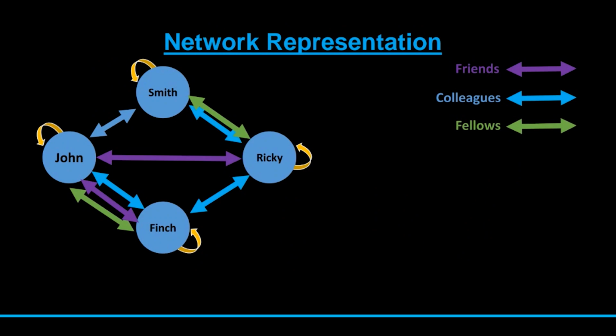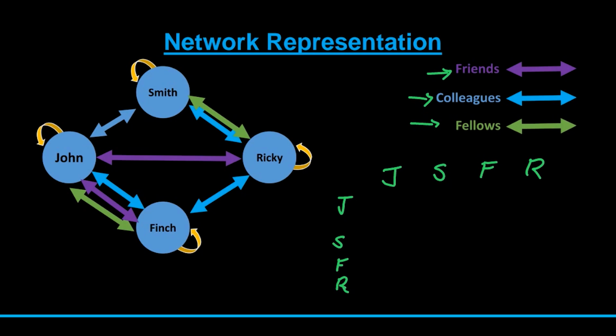Here we will represent a relationship network by a matrix. This purple arrow right over here is for friendship relation, blue for colleagues, and green for fellows. Let's create 4 columns and 4 rows for 4 names of people: J for John, S for Smith, F for Finch, and R for Ricky. Similarly, J in the first row, S in the second row, F in the third row, and R in the fourth row.